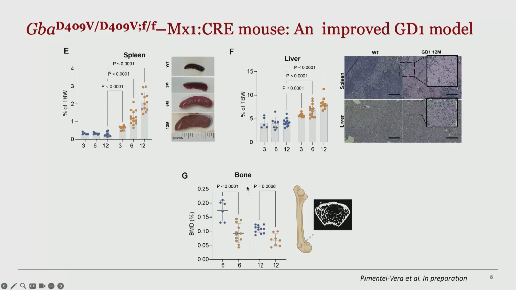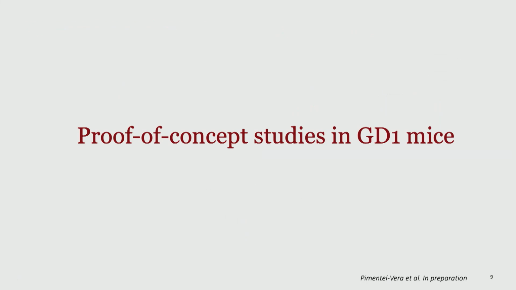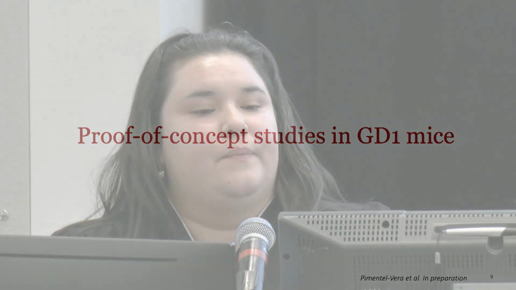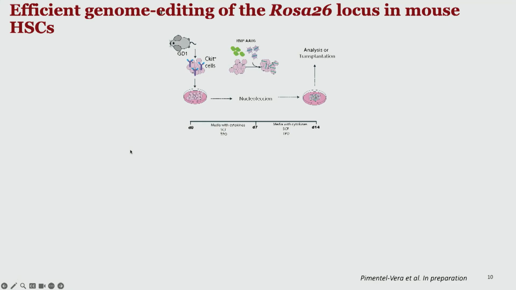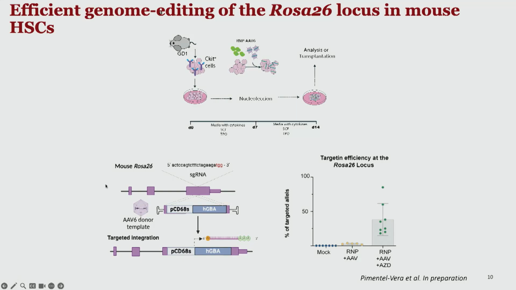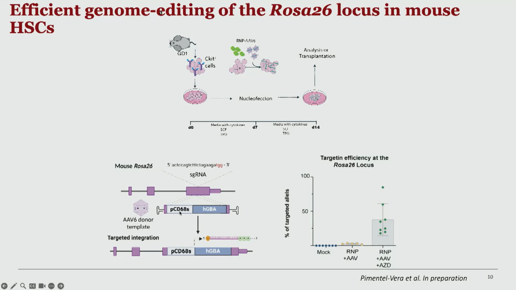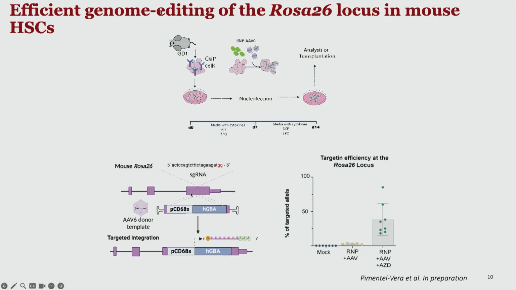So now we had a suitable and available preclinical model of GD1. So we proceed to test if, with our hematopoietic stem cell transplantation approach, we can halt the disease and correct the disease. For that, we purify lineage negative cells from these GD1 mice, expand them in culture, and edit them, this time trying to target the CD68 human promoter and the human GBA gene into the mouse ROSA26 locus.